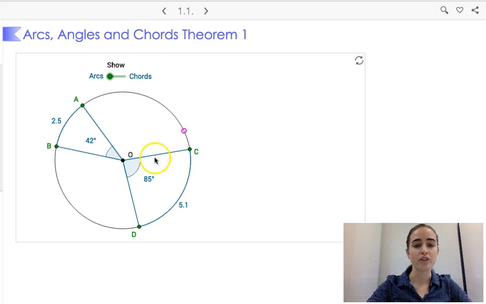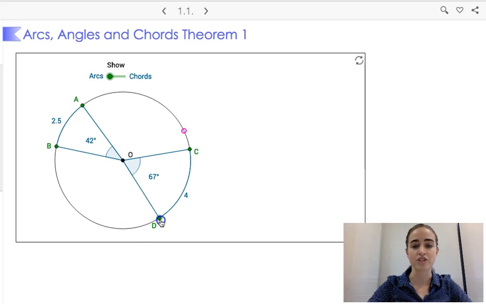So here we've got two arcs. So this arc is 5.1 and it's subtending an angle of 85 degrees. And this arc over here between A and B is 2.5 and it subtends an angle of 42. Now, if we make those arcs the same length, so I'm going to drag this until it says 2.5 as well, then you can see, now it's not 100% accurate because it's rounding, but you can see that an arc length of 2.5 also makes an angle of 42 degrees. And that's going to work wherever we put it.